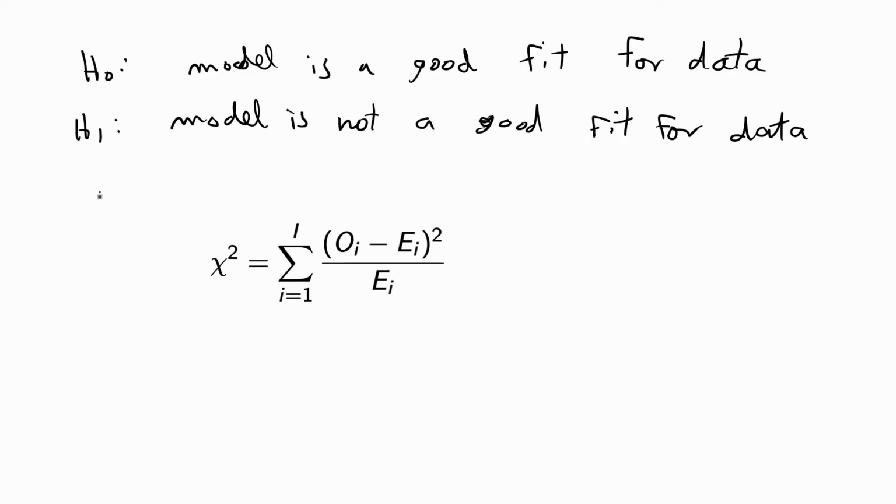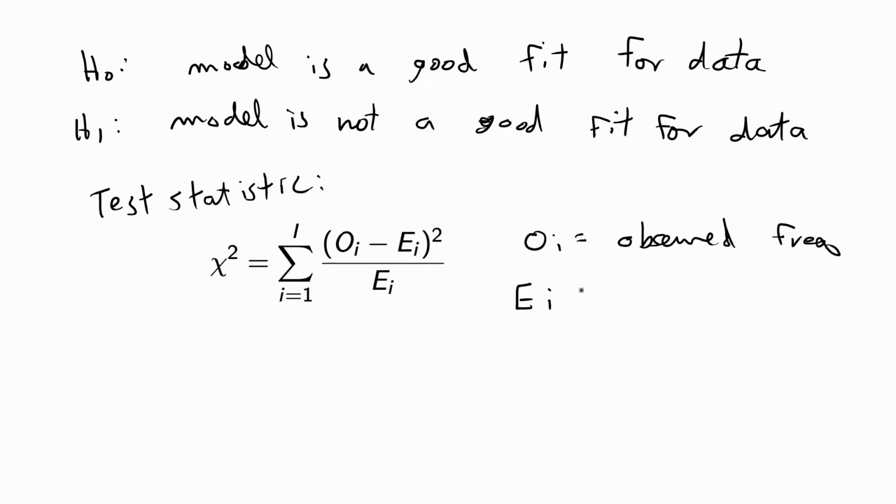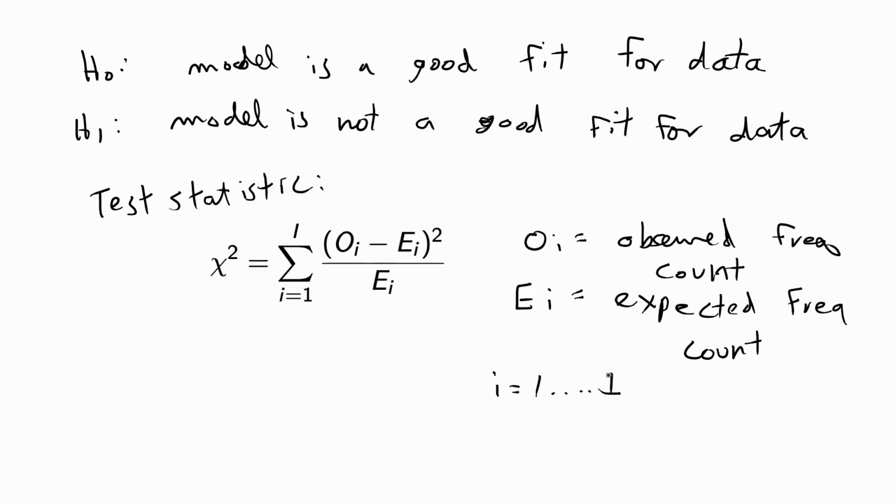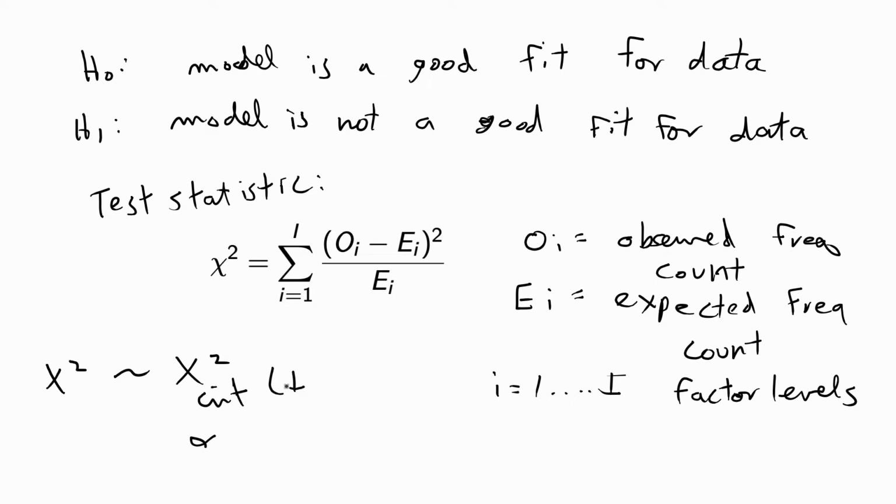To test this hypothesis, we're going to use the Pearson's chi-squared test statistic, which I have here. For every factor level i, you're going to take the observed frequency count minus the expected count, squared, divided by the expected frequency count. O_i refers to the observed frequency count, E_i is the expected frequency count, and i from 1 to capital I is the number of factor levels. Once we have our chi-squared test statistic, we're going to compare that to a chi-squared critical value at some level of alpha with degrees of freedom I minus 1, so the number of factor levels minus 1.